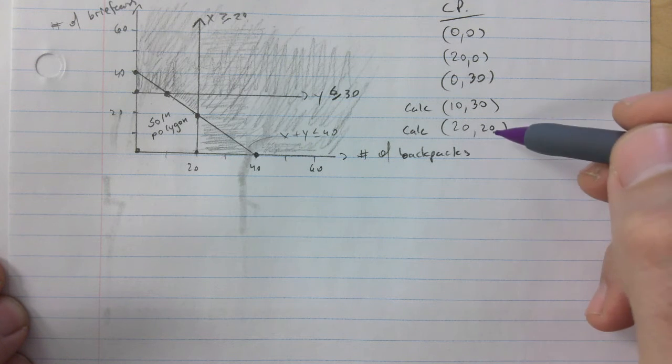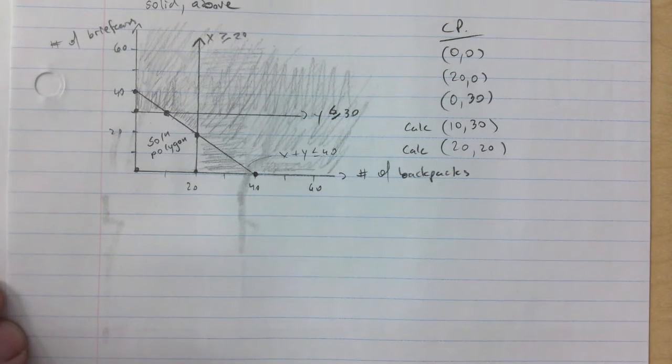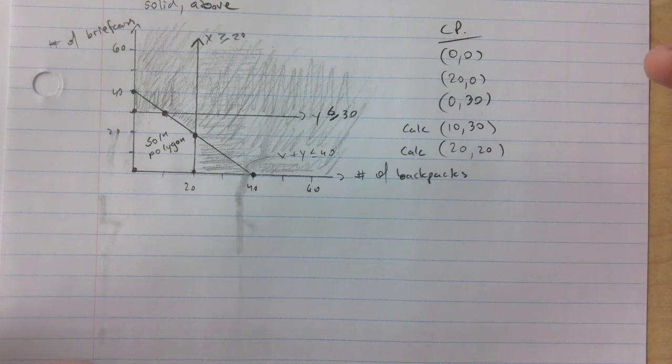We've got it all figured out. They're all round numbers, so no need to round up or anything. So we're good. And these are the corner points from which we're going to extract our ultimate answer down the road.